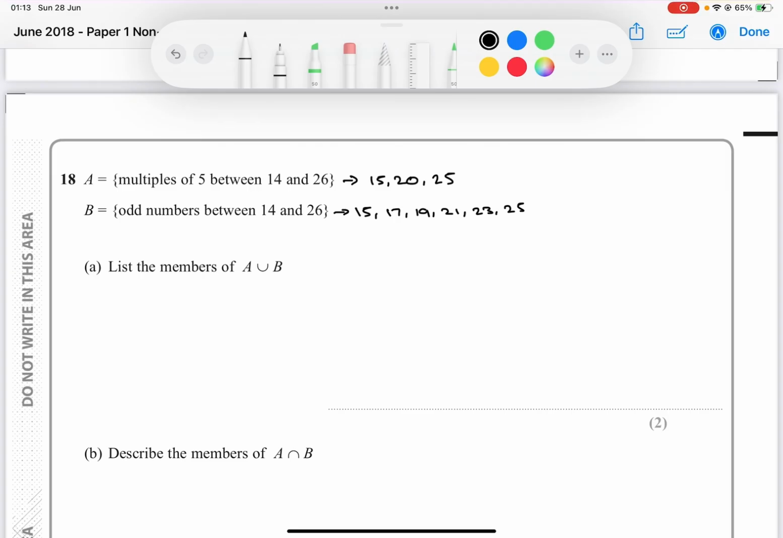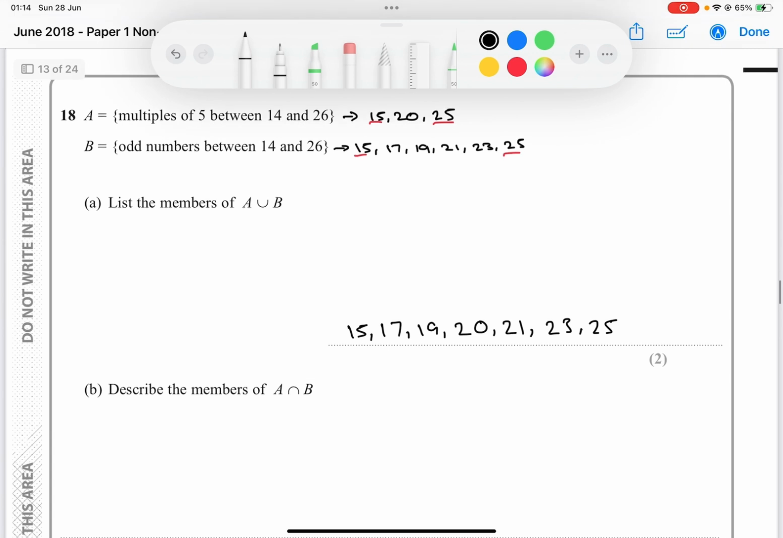Now it says list the members of A union B. That sign right there means union. Okay? So A union B. Union just means all of it. So all of A and all of B. So I'm going to write down all of A and all of B. But I can see that there are a few repeats over here. So I have 15 and 15 repeating, and I have 25 and 25 repeating. So I just need to write those once. So all of A and all of B would be 15, 17, 19, 20, 21, 23, and 25.